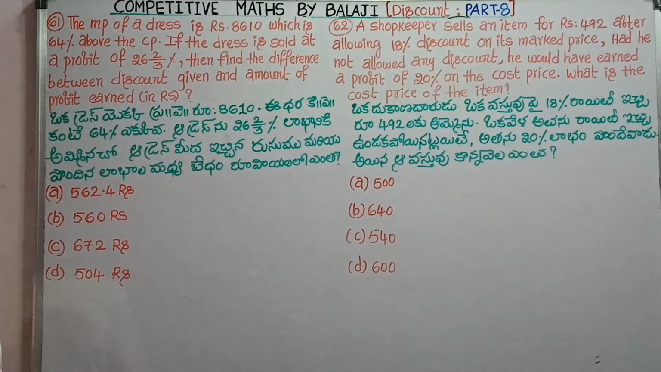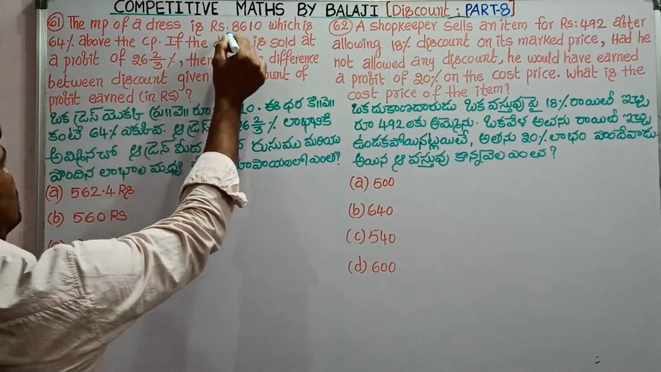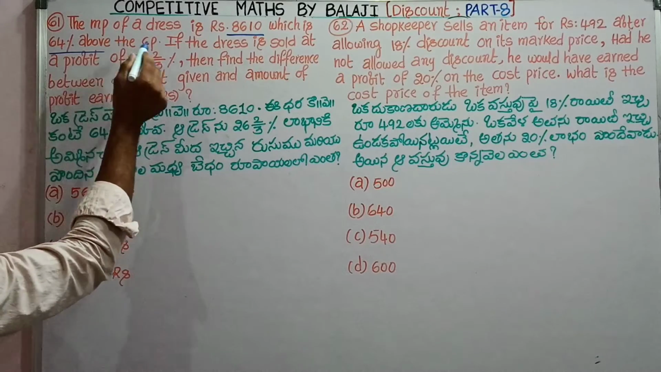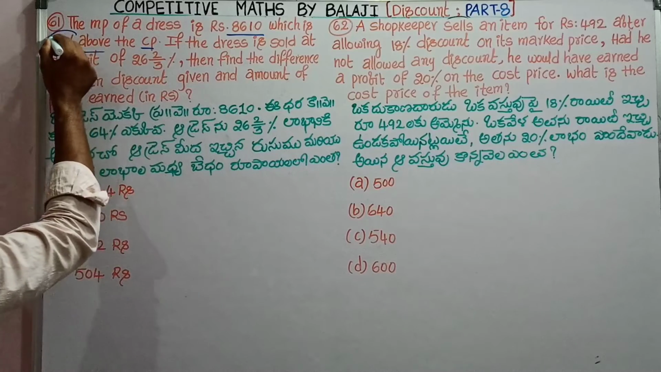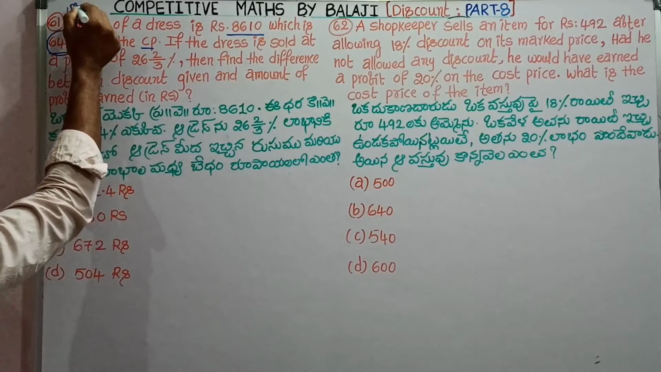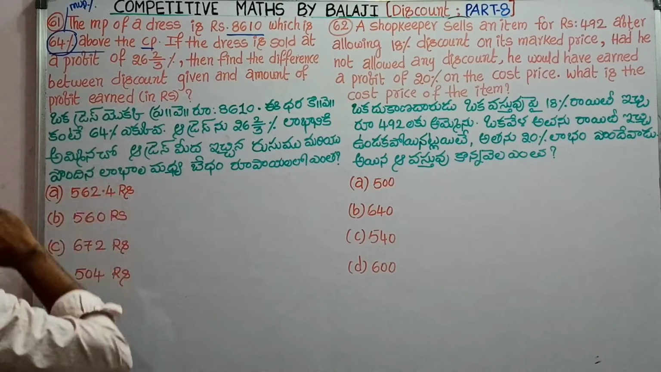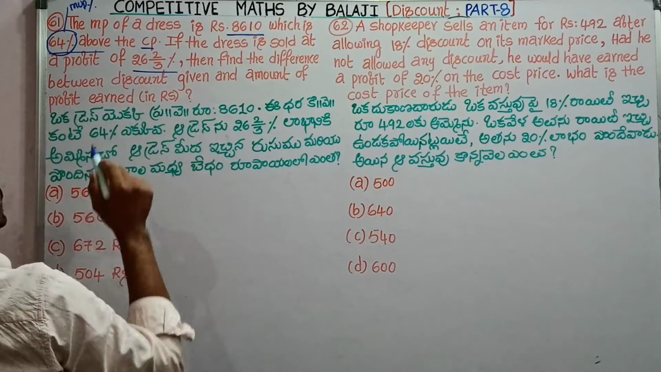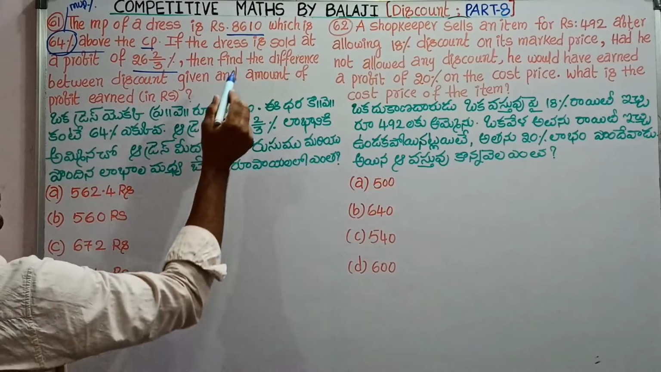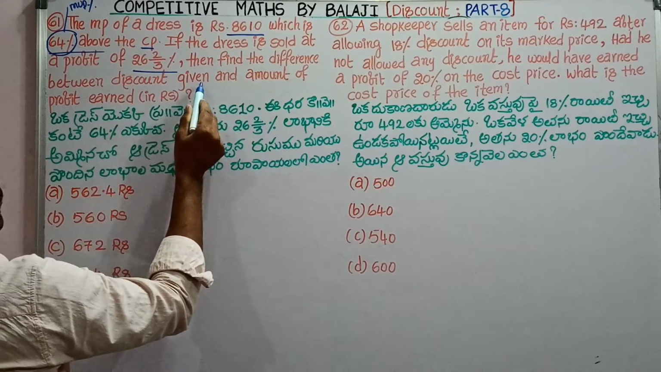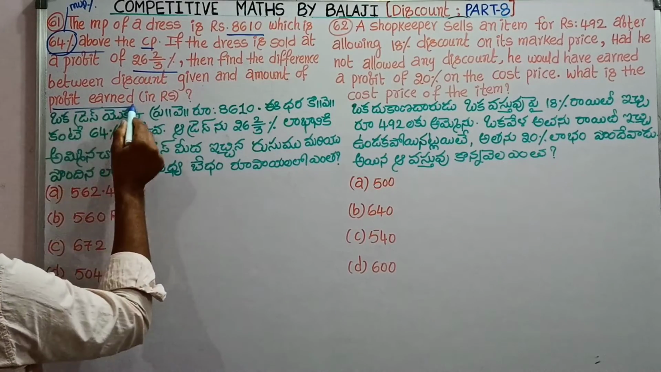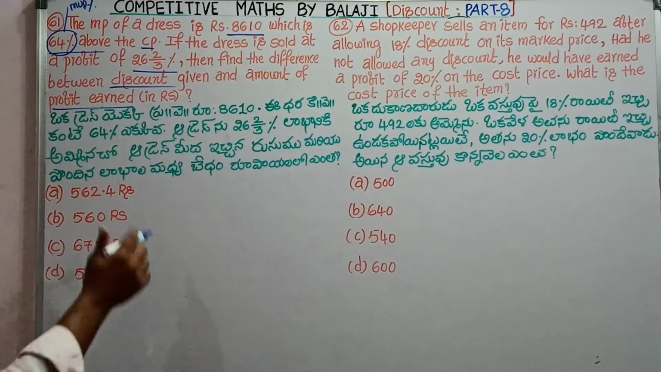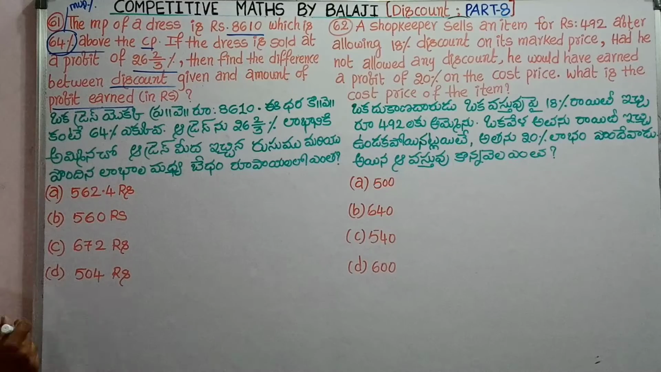61. The market price of a dress is rupees 8,610, which is 64% above the cost price. That means 64% is the markup percentage. If the dress is sold at a profit of rupees 26 whole 2 by 3%, then find the difference between the discount given and the amount of profit earned. Yes, we have to find the difference between the given discount and the earned profit.